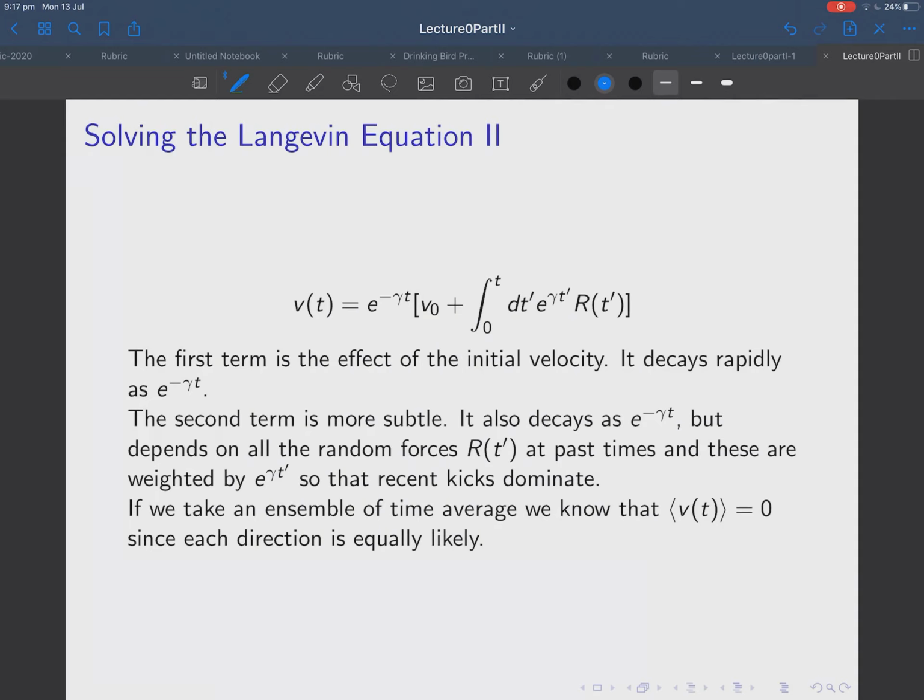Okay, so here it is. Now the first term, which is this bit here, is the effect of the initial velocity, and it decays rapidly as e to the minus gamma t.